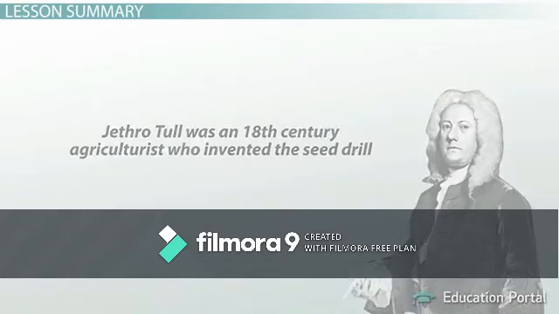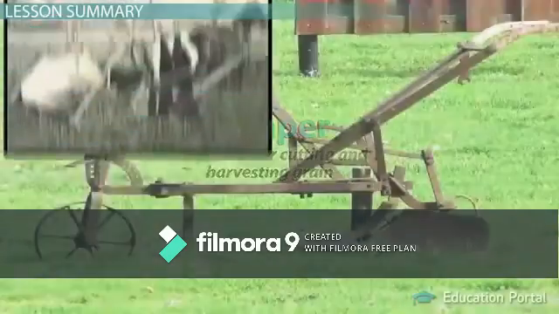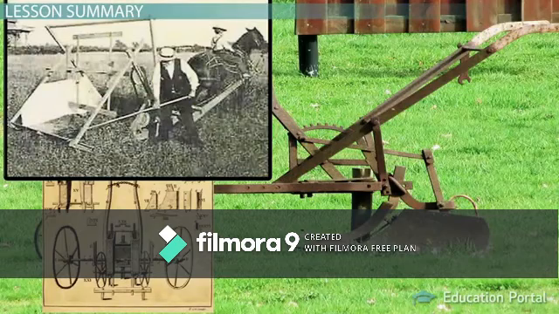The agricultural revolution also saw the invention of the reaper, which was a machine for cutting and harvesting grain. These inventions made farming easier and more productive, and fewer workers were needed on the farms. This led to the early development of cities.